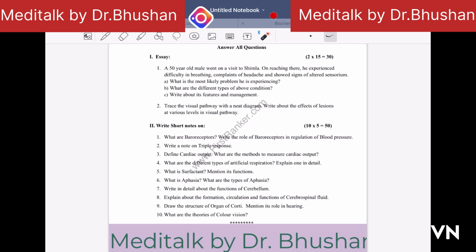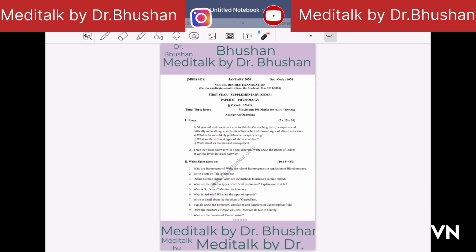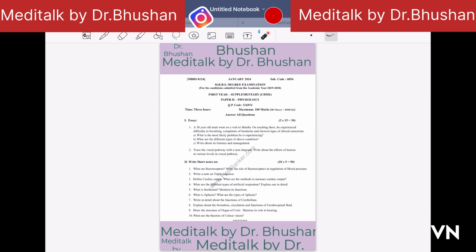Draw the structure of the organ of Corti. Mention its role in hearing. What are the theories of color vision?